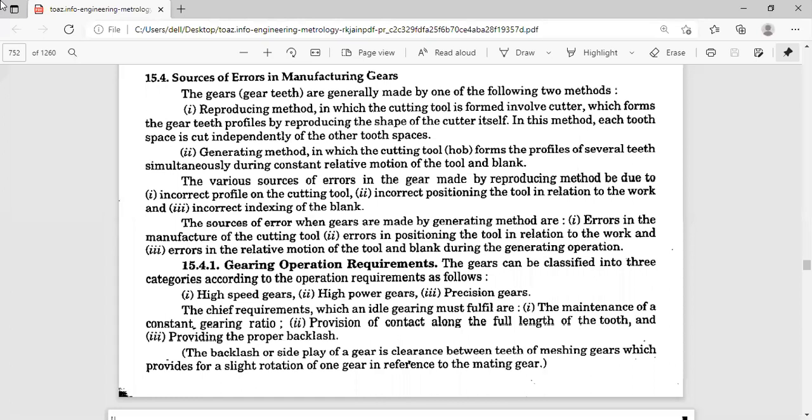As far as these various sources of error are concerned, gears are generally manufactured by two methods. One is the reproducing method, and the other one is the generative method.